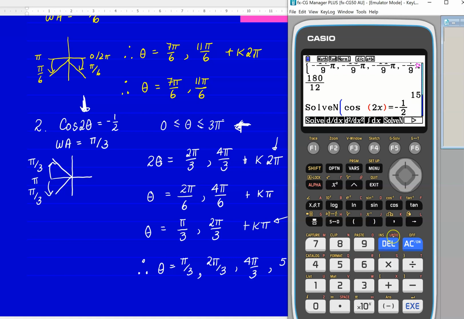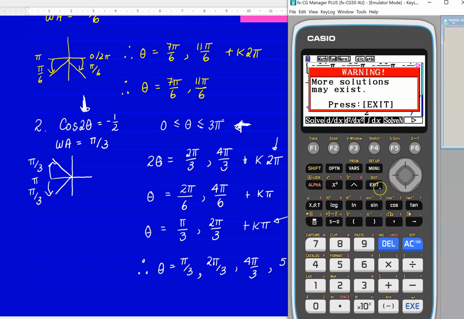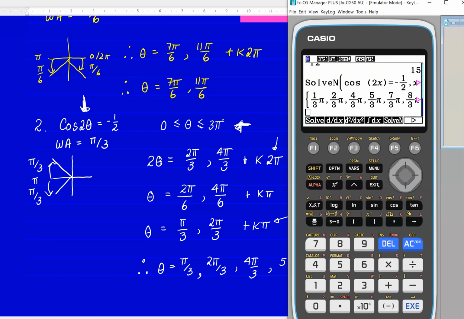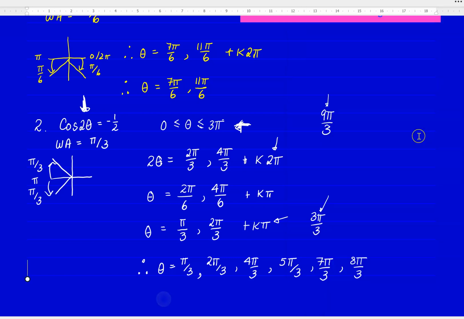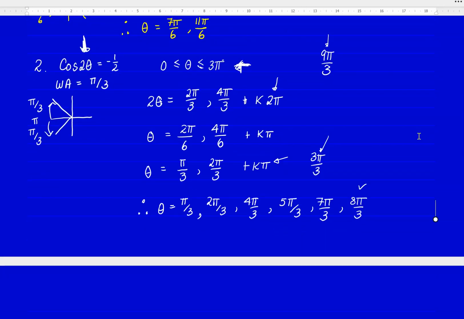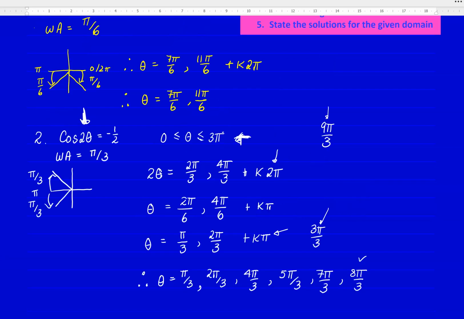Oops, don't close your bracket because we're going to pop in our domain. So we put x, 0, 3 pi. Now we close our bracket, press enter. We know we're going to have more than one solution, and there we go. You can see that those are the solutions that match the ones we had all the way up to 8 pi on 3, which is what we had. Huzzah!